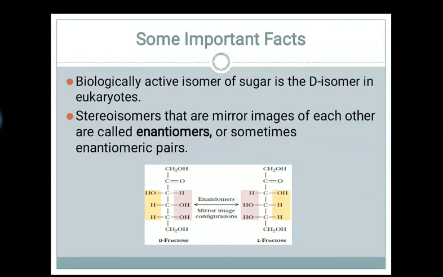Some important facts. The biologically active isomer of sugar is the D isomer in eukaryotes. In mammals, the metabolic enzymes available are specific for this configuration only. Stereoisomers that are mirror images of each other are called enantiomers or sometimes enantiomeric pairs. This is an example of enantiomers, D-fructose and L-fructose, where C3, C4 and C5 have mirror image configuration.